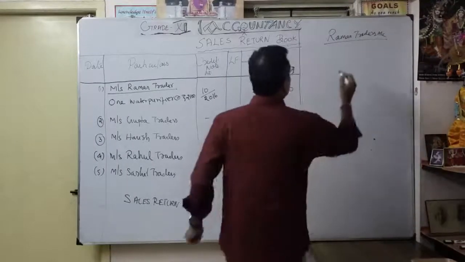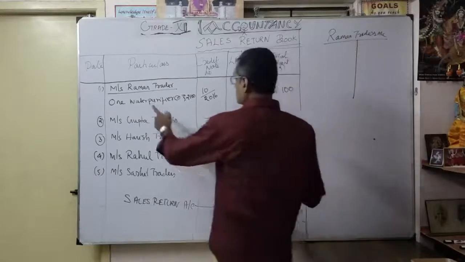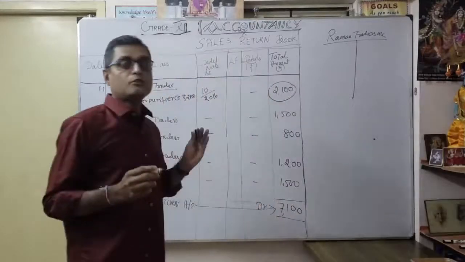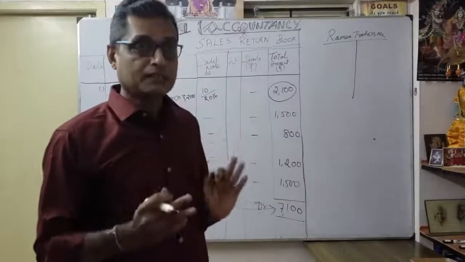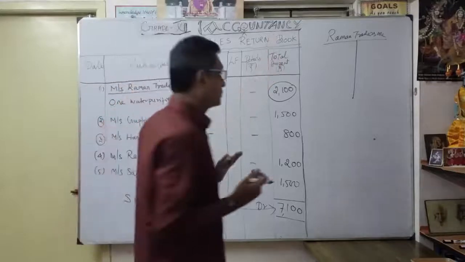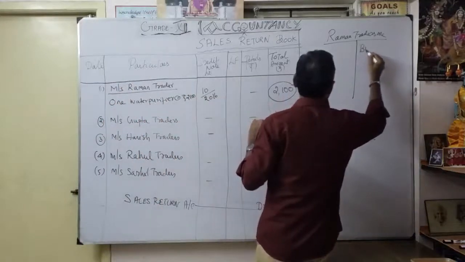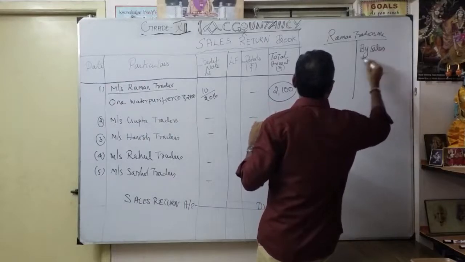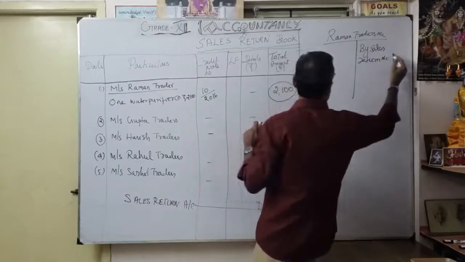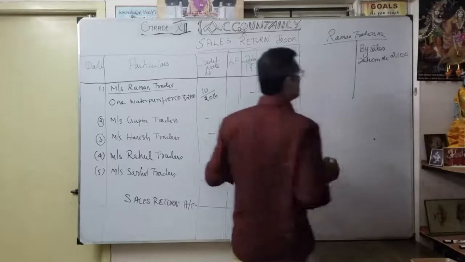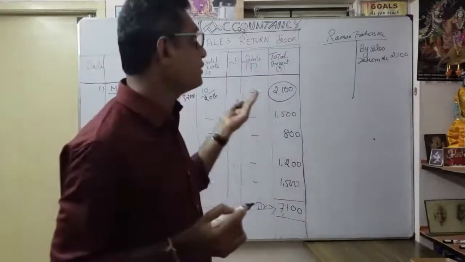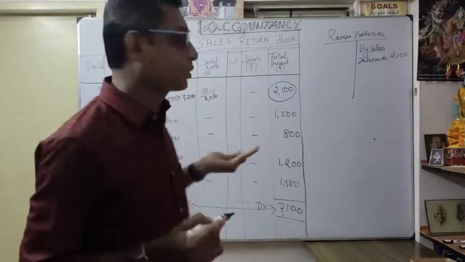So how to do it? First one, what is the amount? You are going to write 2,100. Which side are we going to enter, debit side or credit side? Actually, what is the journal entry for sales return? Sales return account debit to Raman Traders account. So we have to write by sales return account, how much? 2,100. Okay, you understood? That should be very important, how you are going to record the transaction in the ledger. That is what you should be strong in, for posting also, balancing also.